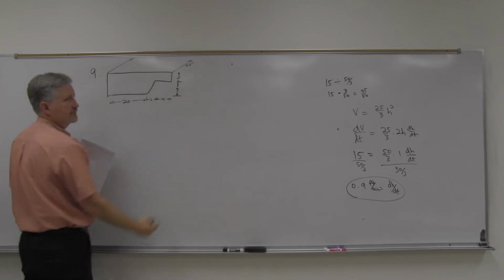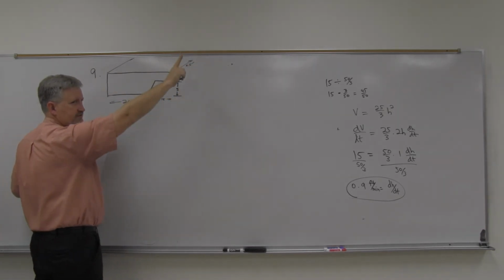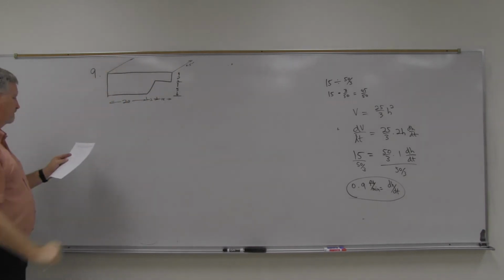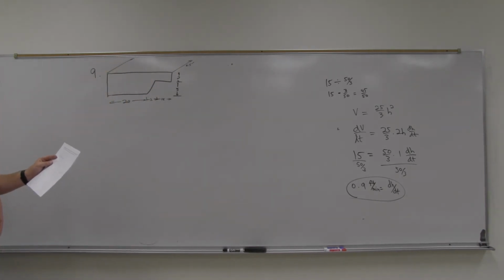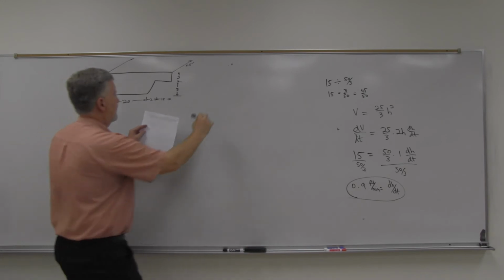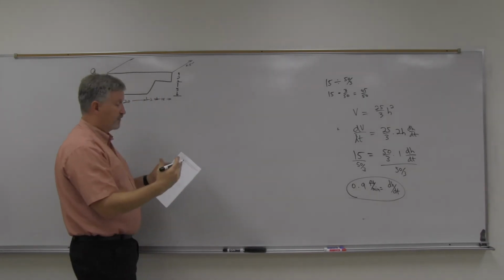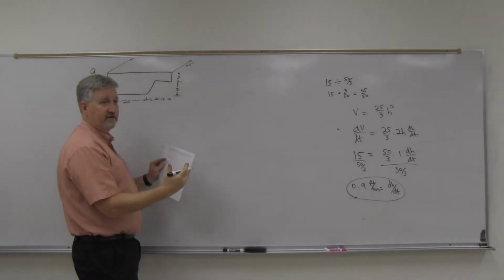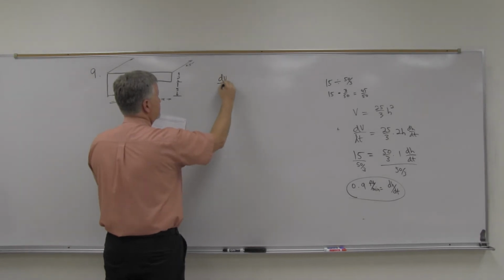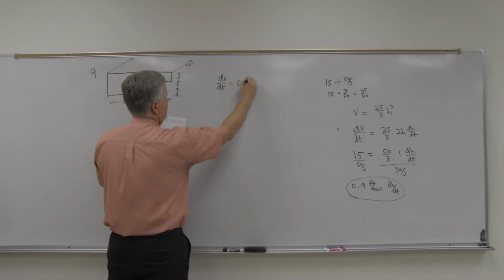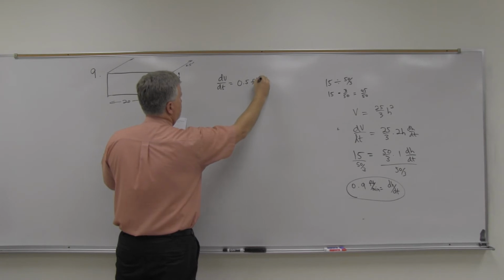This way, 25 feet back this way. So that's the length of the swimming pool. The pool is being filled at a rate of 0.5 feet cubed per minute. So that's my dV over dt. So dV over dt is 0.5 feet cubed per minute.